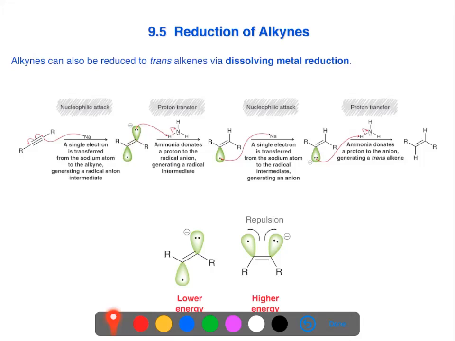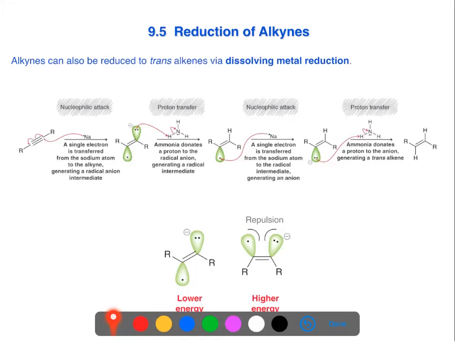The next step of this reaction, we have a very reactive radical anion species. It's going to react with the solvent, with ammonia. So ammonia is acting as an acid. It's donating a proton in this reaction. And so we form a new carbon-hydrogen bond as a result of those two steps. Nucleophilic attack and proton transfer results in our first carbon-hydrogen bond.